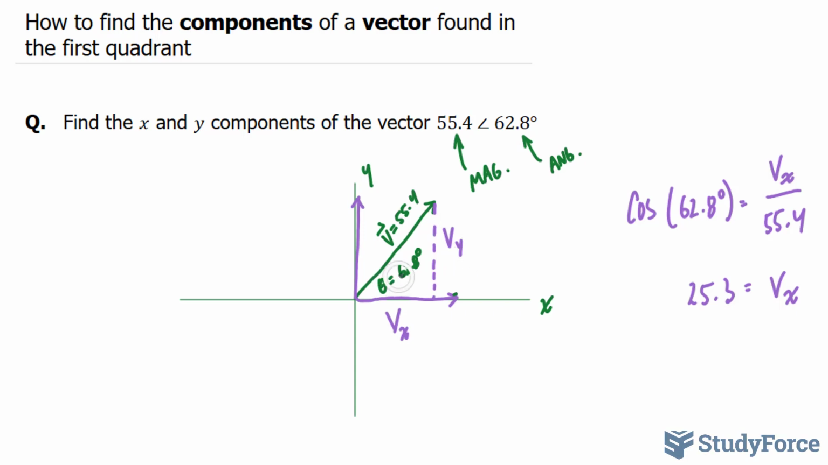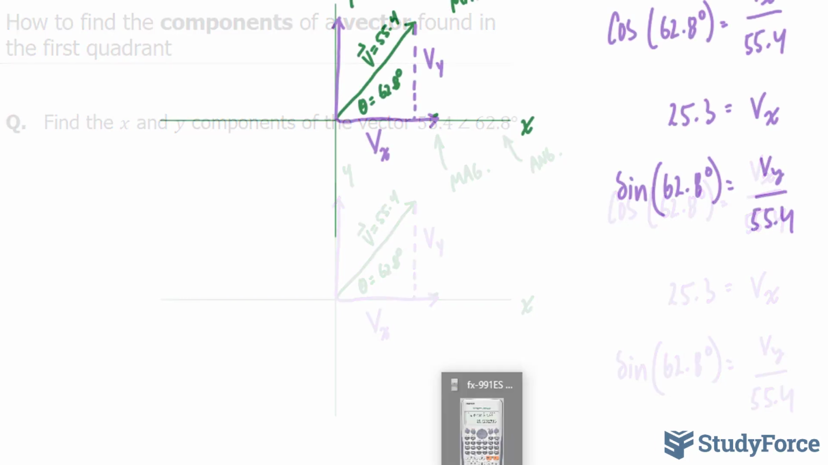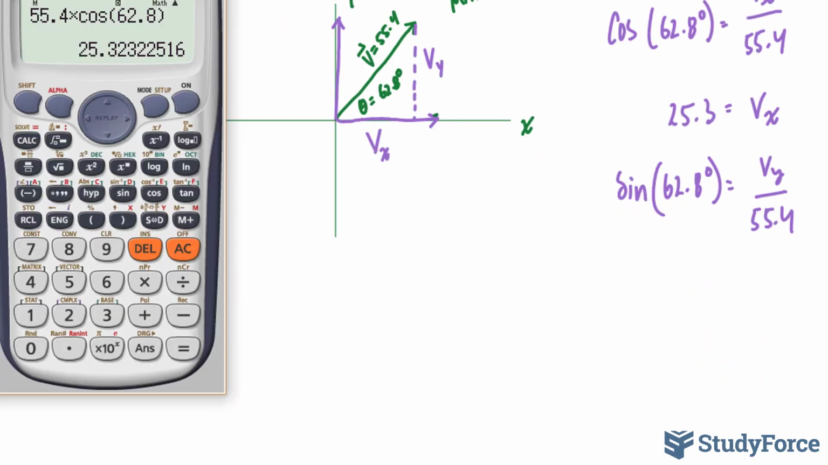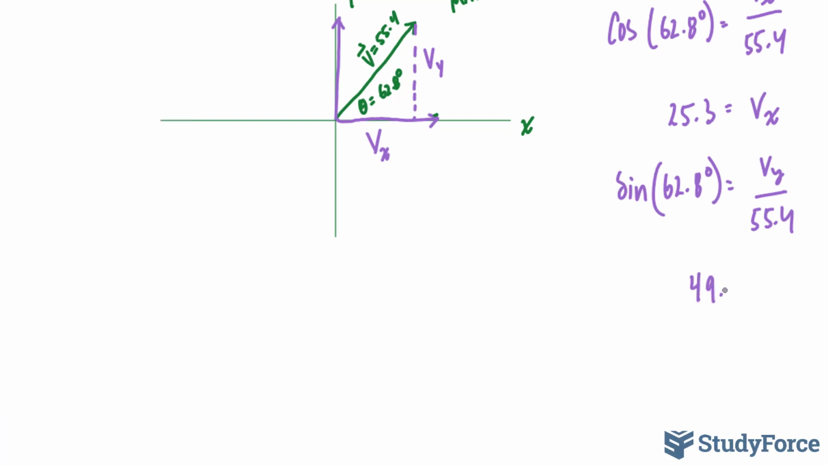Our next value that we're going to find is v subscript y, or Vy. And notice that it is opposite of the angle that's been provided. So we're going to use sine 62.8 degrees, where we're looking for Vy, and our hypotenuse still stays the same at 55.4, and we're going to perform the same math as before. In that sense, we're going to multiply both sides by 55.4 times, this time, sine 62.8 gives us 49.27, or 49.3.